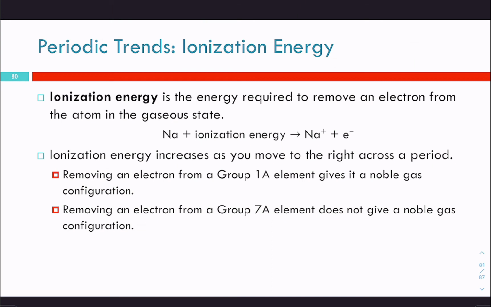Specifically measured for atoms in the gaseous state. So if we want to take sodium's electron, we have to input some amount of energy to steal that electron away. So the ionization energy increases as you move to the right across a period. So left to right on the periodic table.